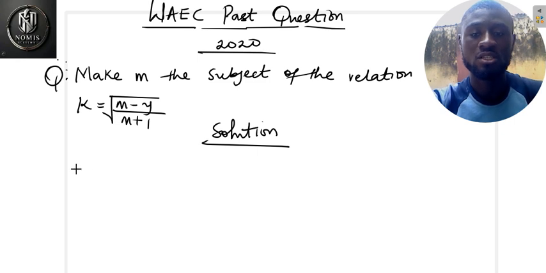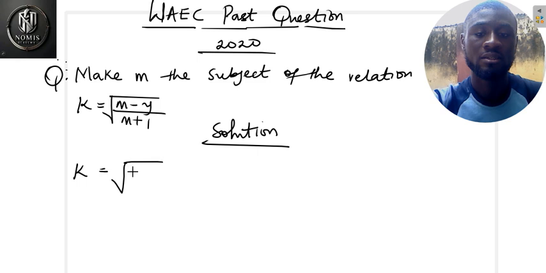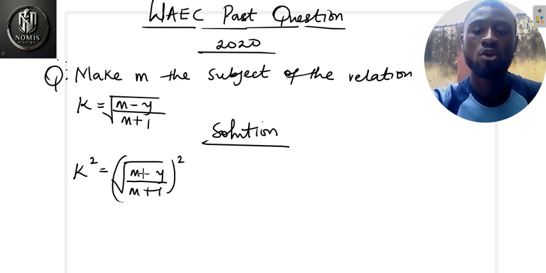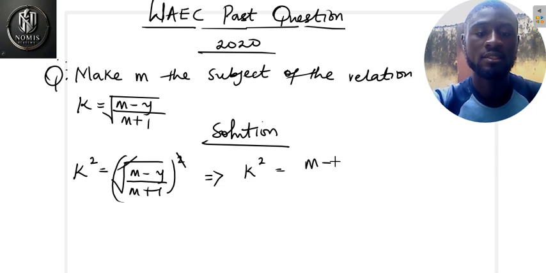Since we have the left hand side, which is K, and the right hand side, which involves the radical of M minus Y all over M plus 1, what we do is to square both sides. That radical is a square root, so the opposite is squaring, so that the square root can be cancelled by the square. So we are now left with K squared equals M minus Y all over M plus 1.